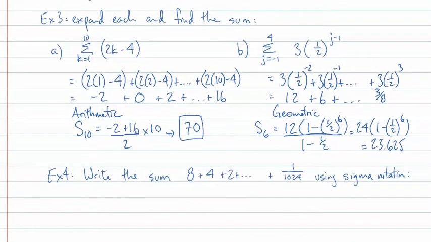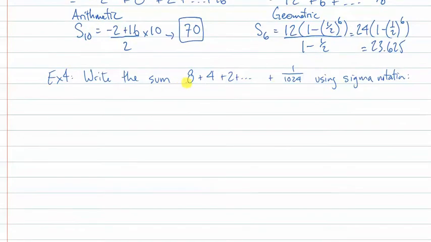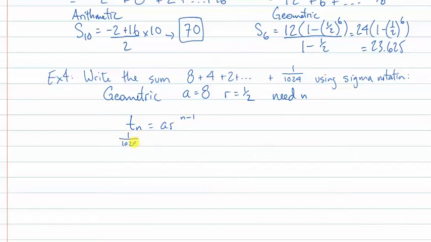One more example for you here. Write this sum 8, 4, 2, and so on, ending at 1 over 1024, using sigma notation. All right, what we want to recognize here first up is that this is a geometric pattern, and it has an a value of 8, and it has a common ratio of 1/2. We also need to figure out how many terms we have. We need n. So I will write t sub n equals ar exponent n minus 1. Let's put the last number in for t sub n, put in a, put in r, and we're going to solve for n.